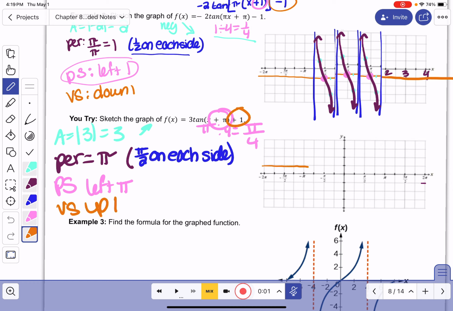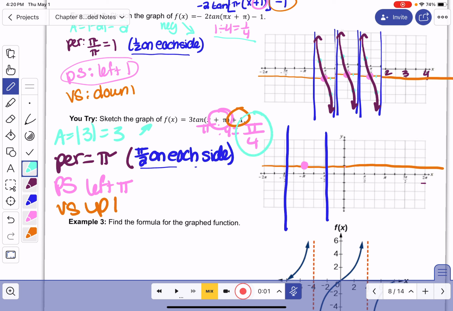So we'll start by drawing our midline. Our normal tangent center would be on the y-axis, but we need to go left pi. So go down to negative pi. From there, we do pi over 2 on each side. And then we go over pi over 4. Up 3, so that's 1 dot up 3, 1 dot down 3, and there's our 1 phase. So that's how tangent works.